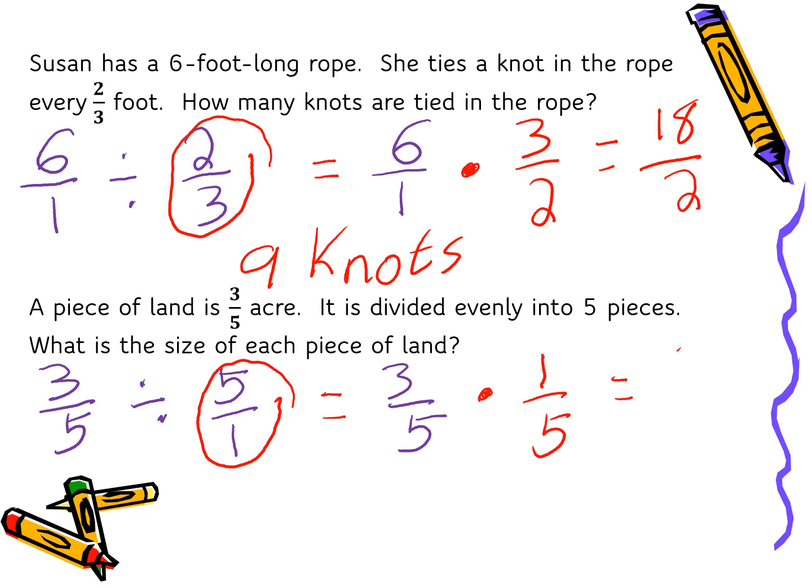So my answer will be 3/25, which will be a very small piece of land. So it's asked, what is the size of each piece of land? Each piece of land will be 3/25 acres big.